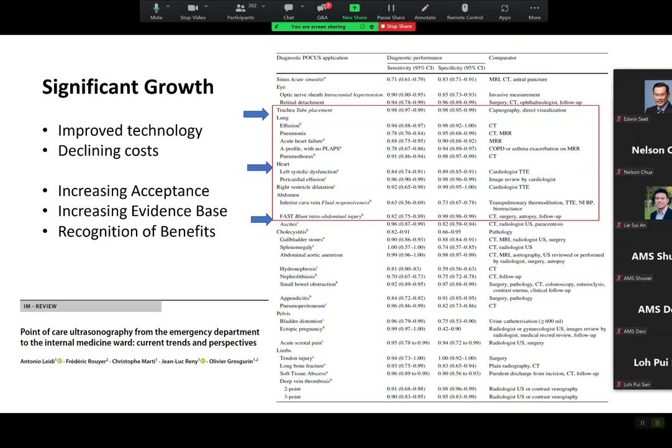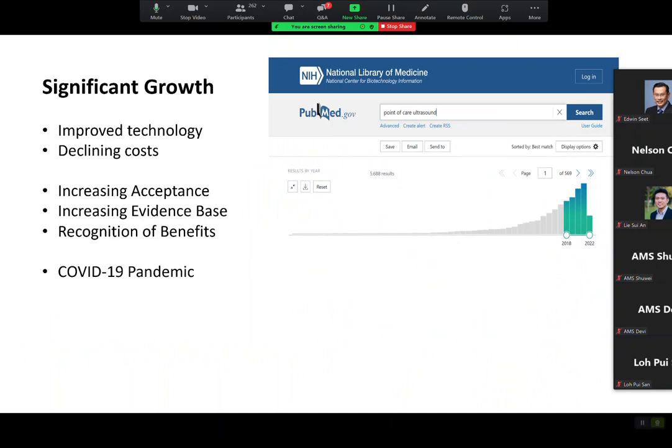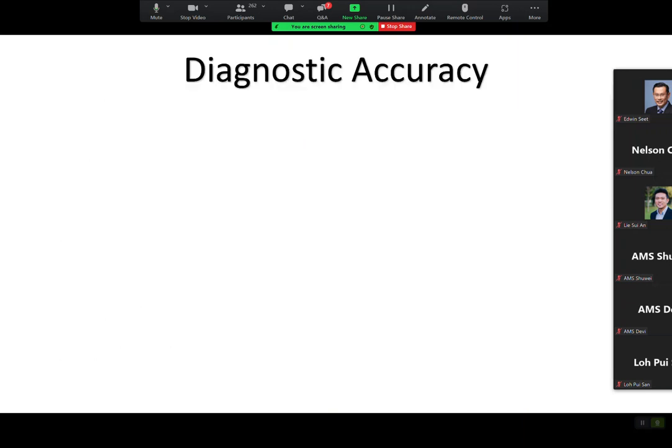So what about the evidence? As you can see, diagnostic accuracy is quite high for POCUS applications. The ones in the box are probably more relevant to anesthetists: airway POCUS, lung POCUS, cardiac POCUS, and FAST for trauma. Other causes for the increase in the past couple of years have been the COVID-19 pandemic, and obviously POCUS can also lead to significant cost savings for the patient, and also reduce radiation and unnecessary investigations.